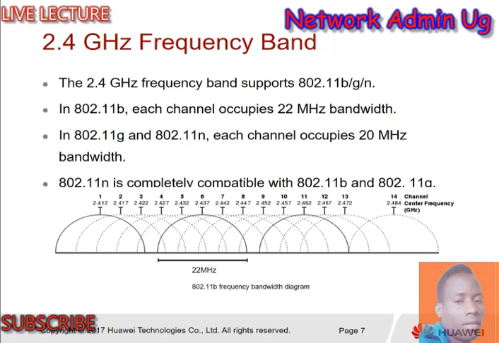2.4 gigahertz as a frequency band avails 14 channels, but each of these channels occupies approximately 22 megahertz bandwidth. But for the G and the N standards, they occupy 20 megahertz bandwidth, and that makes 802.11n completely compatible with 802.11b and G technologies.